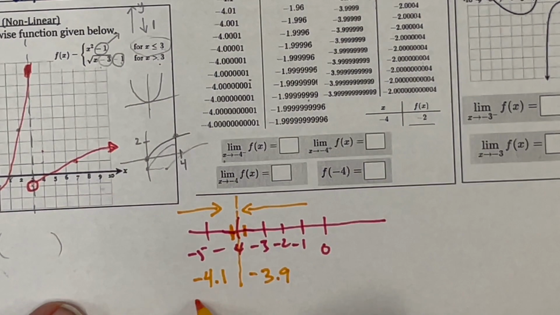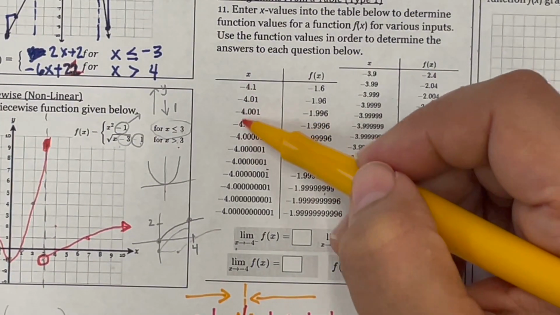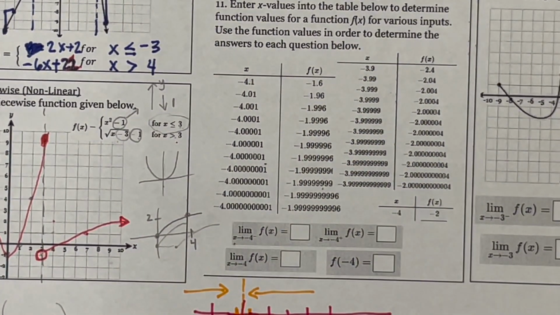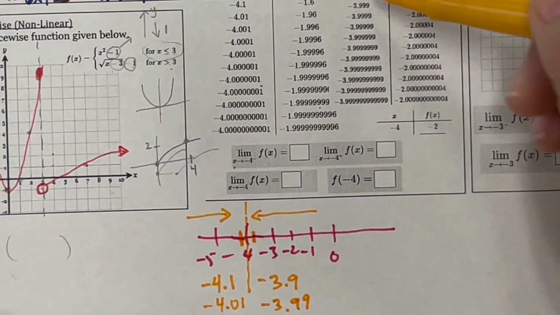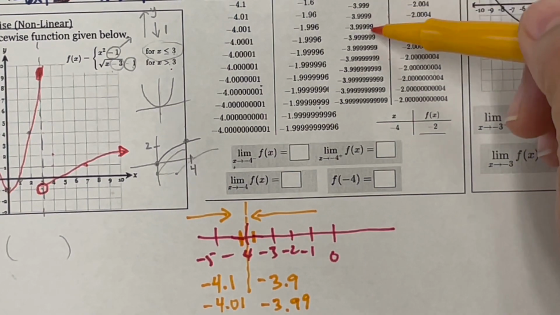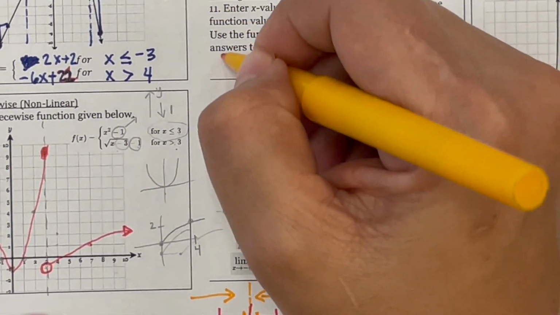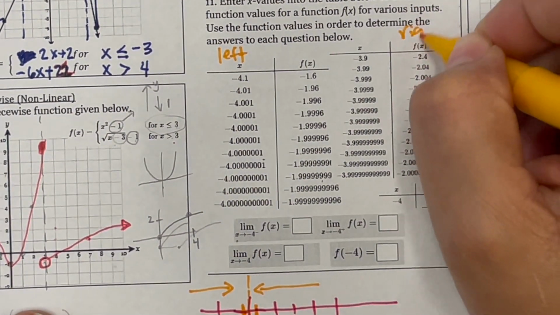And all you do is make those numbers less and less. So this would be -4.01, then -4.001, then -4.0001, and so on. And the same thing with this. Make it closer to -4 is -3.99. And just keep adding that 9 each time. So -3.999, and so forth. So as I'm coming from the left is this one. This is left. All right. As I'm coming from the right, this is the right.